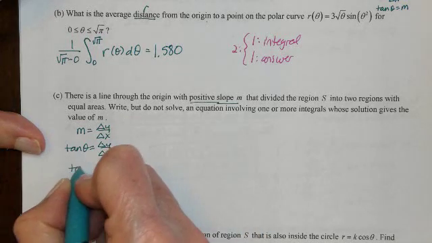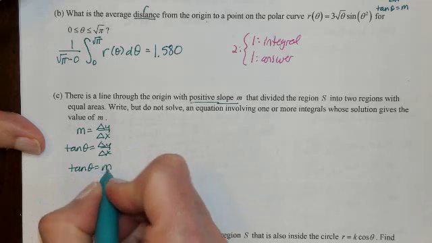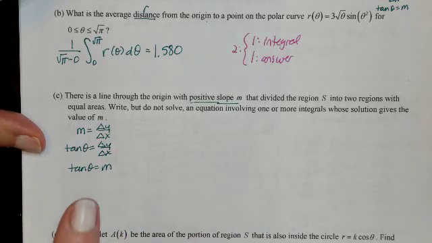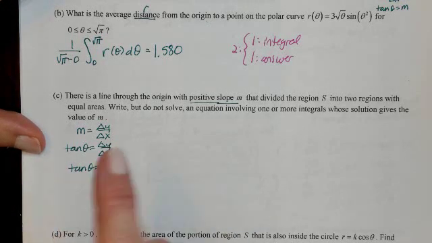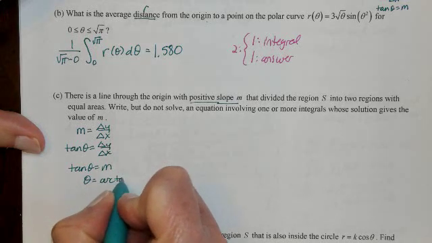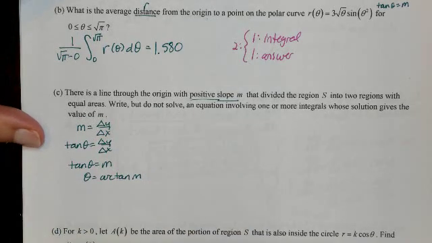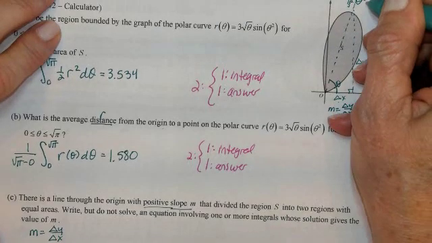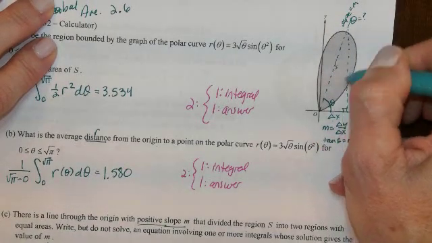So tangent of theta must be m. Remember, I'm looking for theta. How do I solve that for theta? Well, I just take inverse tan of both sides. So theta is arctan of m. And now I know what theta is, so I can write my 2 integrals.